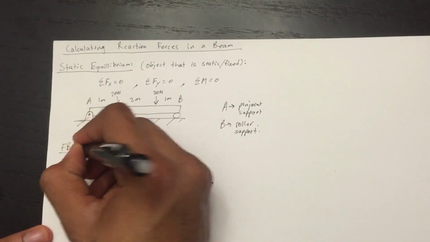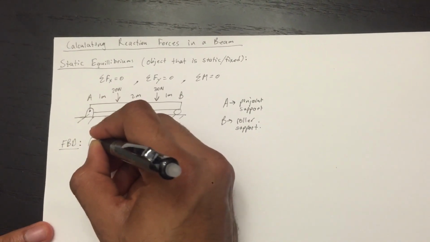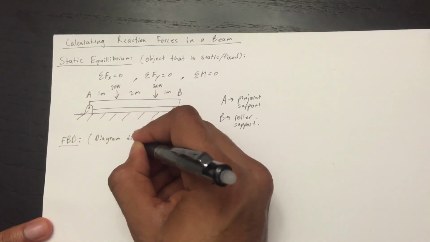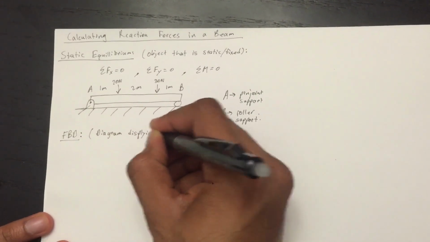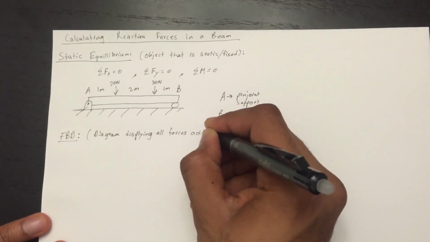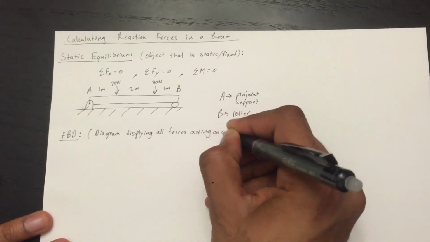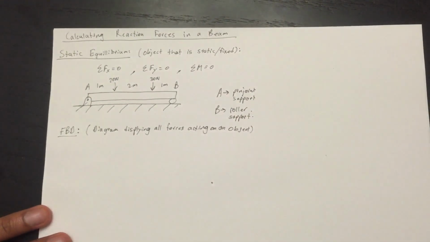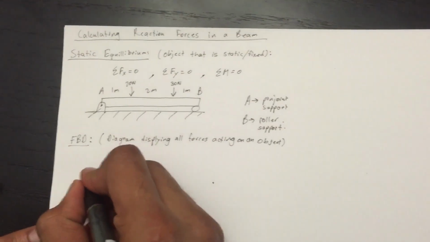And what is a free body diagram? It's a diagram displaying all forces acting on an object. So, let's draw our beam.